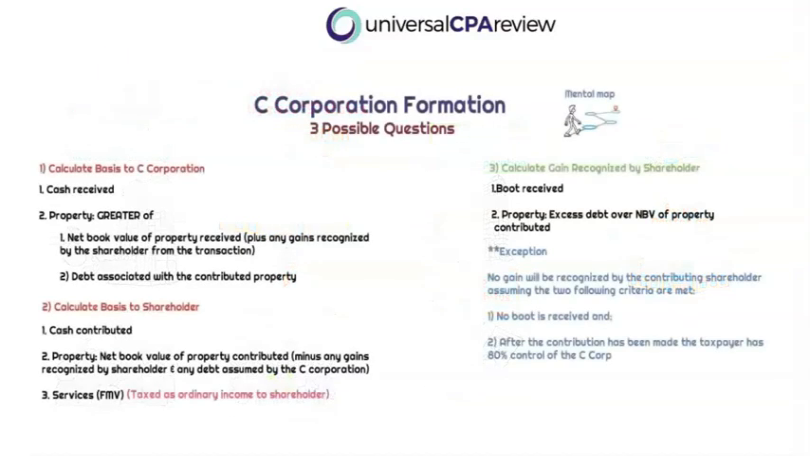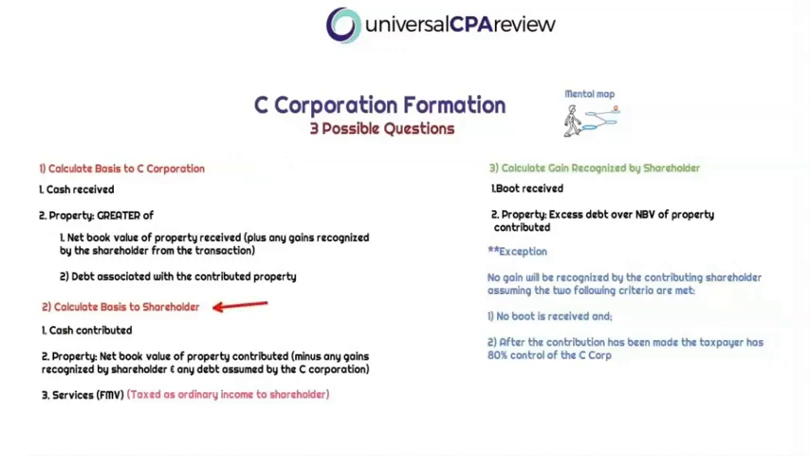Let's do a quick recap of those rules. Formation-related questions for corporations are going to have 3 questions that they could potentially ask you. They can ask you to calculate the basis to the corporation, the basis to the shareholder, or gains to the shareholder upon the initial formation of this corporation. All right, so basis to the corporation, we're going to focus on that property contributed, right? That's either going to be the greater of the adjusted basis of the property contributed plus any gains recognized by the shareholder, or the associated debt that is assumed by the corporation.